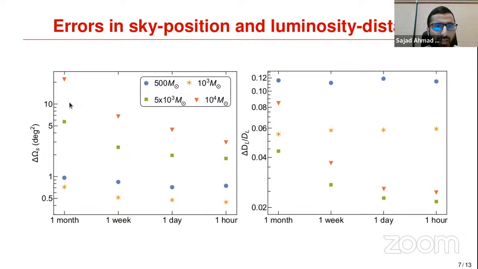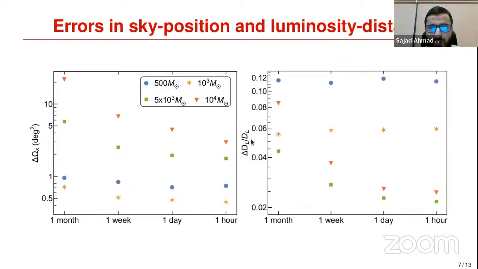And the high mass systems show a sharp improvement in the sky localization, because as I said in the SNR plot, these systems accumulate most of the SNR in the last period when they are close to the merger. So apart from the good sky localization, if you see for the 1000 case, even at around 1 week before the merger, we have around 0.5 square degrees, which is a good localization, and which further improves to around 0.4 square degrees at 1 hour before the merger. Yeah, which can be helpful in early warning to the electromagnetic telescopes.